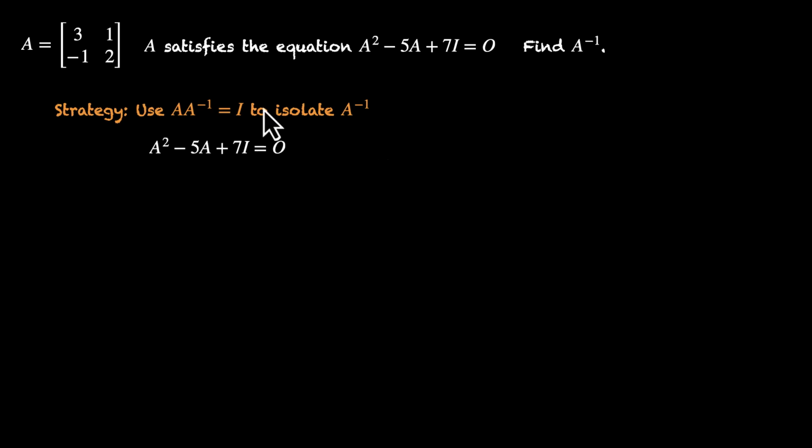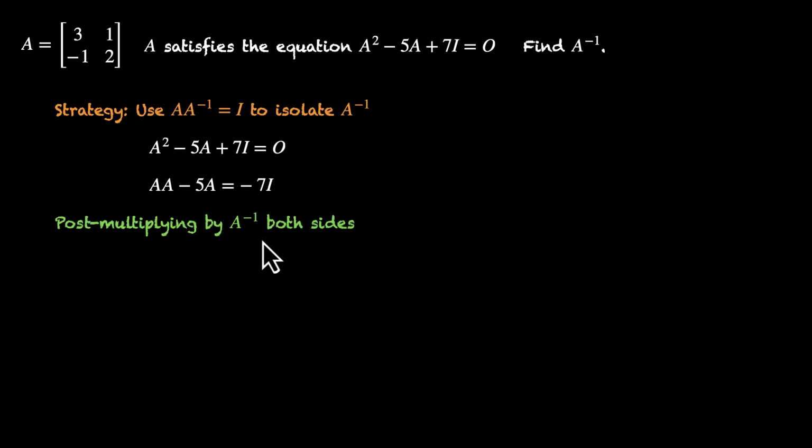We have A square minus 5A plus 7I equals to 0 matrix. So this is the equation, A square minus 5A plus 7I equals to 0. Take 7I to this side. A times A minus 5A equals to minus 7I. Again, post multiplying by A inverse. This is what we have. A times A inverse minus 5A times A inverse equals to minus 7I times A inverse.